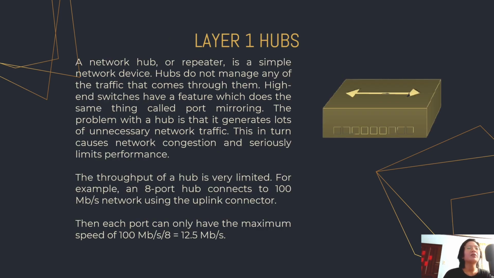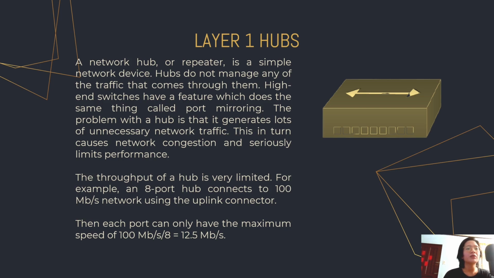Layer 1 hubs. A network hub, or repeater, is a simple network device. Hubs do not manage any of the traffic that comes through them. High-end switches have a feature which does the same thing called port mirroring. The problem with the hub is that it generates lots of unnecessary network traffic. This in turn causes network congestion and seriously limits performance.